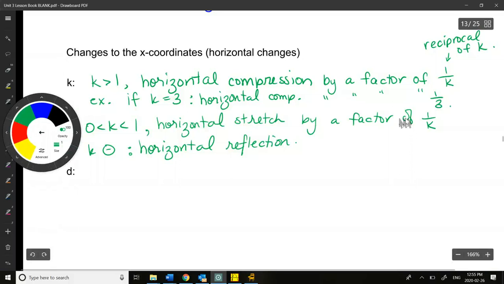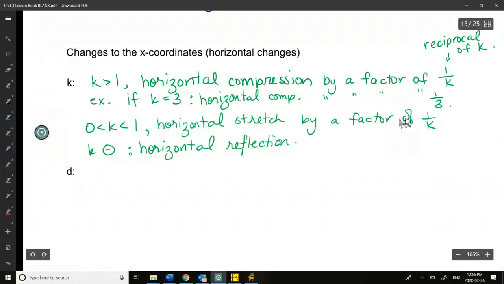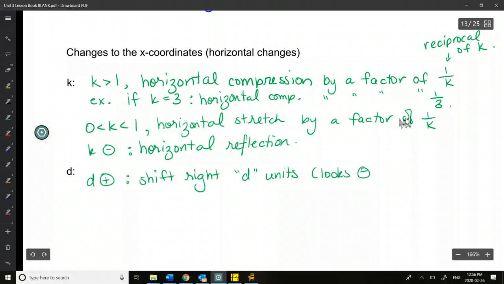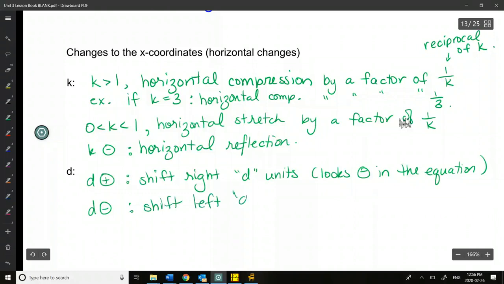And then if D is negative, or let's start with positive. If D is positive, this will be a shift right D units, and this is going to look negative in the equation. And similarly, if D is negative, this is going to shift our graph left D units, and it will look positive in the equation.